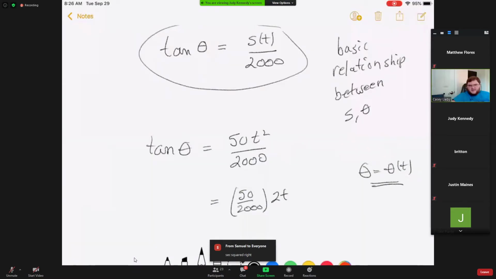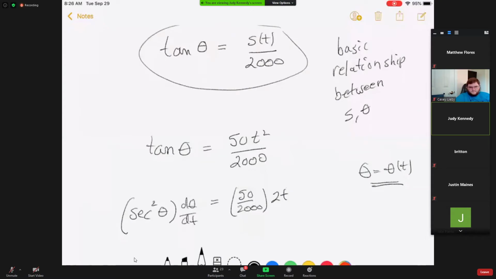It would be secant squared theta. Okay. Times d theta dt, because theta is a function of t. But thank you, Mr. Levy. Okay.